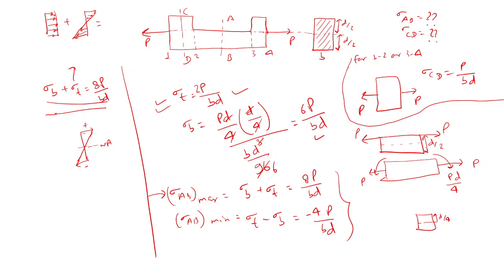Sorry, depth, and width is B. So B d by 2, and 2P by B D, it would be the direct tensile stress. And now calculate the bending stress.